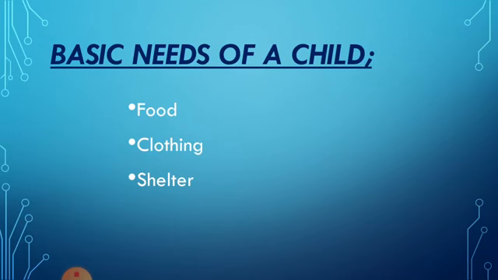Before starting the topic, I am repeating the basic and secondary needs of a child which we studied in the last class. The basic needs of a child are food, clothing and shelter. Every child should have clean drinking water, clean food and proper clothing, and a secure, healthy environment provided by their parents. Parents should give their children opportunities for improving their physical and mental growth.